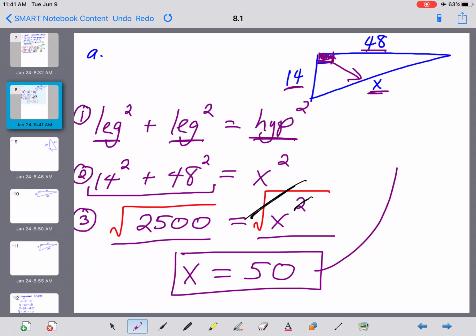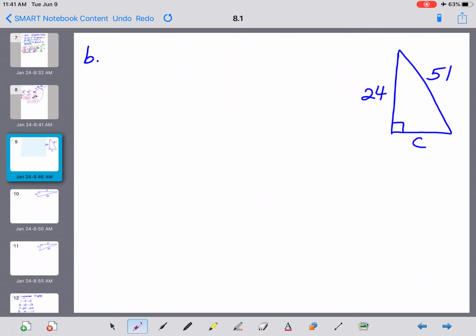Now think about that answer for just a second with something we talked about a moment ago. The hypotenuse, as a property, always needs to be the longest side within a triangle. So we knew, if we thought about it before we even got started, x had to be longer than 48, and this one right here is. All right, so x is equal to 50 is our answer for example A. Let's take a look at what's going on in B.